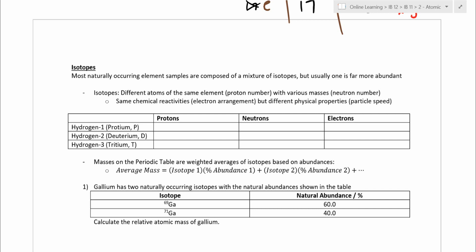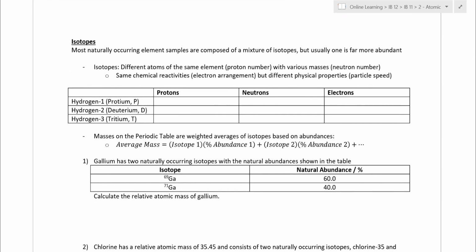It says here for isotopes, most naturally occurring elements, take your pick of anything on the periodic table, most of them actually occur to us as a mix of what are called isotopes. Whenever we see this iso prefix, iso means something is the same. So they really like asking you this question here, define isotope. Tell me what's the same about them. In this case, what's the same about them is they are exactly the same element. It's the proton number that makes you that element, so it has exactly the same number of protons.